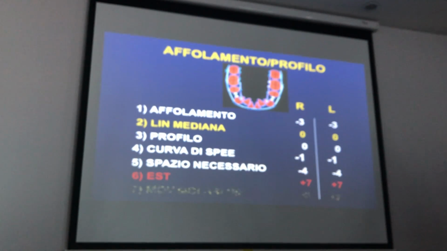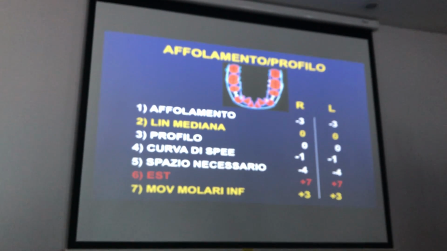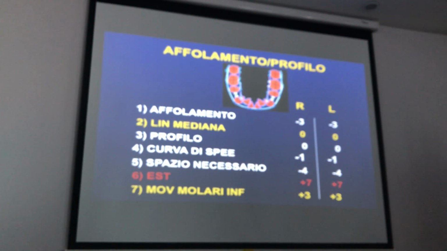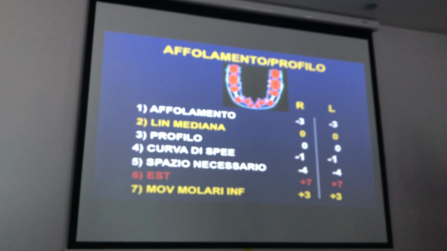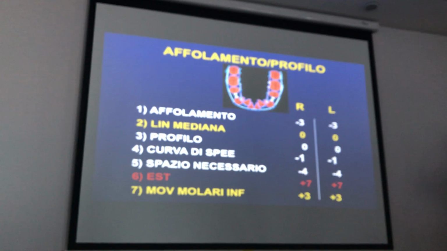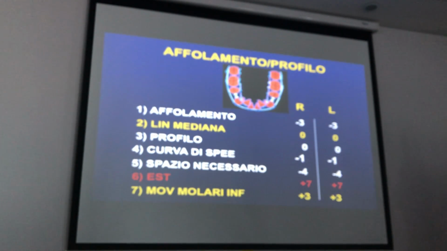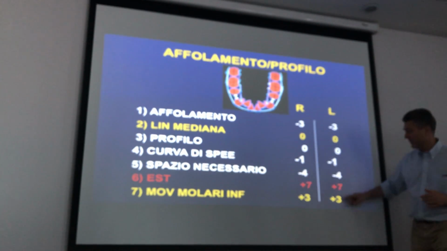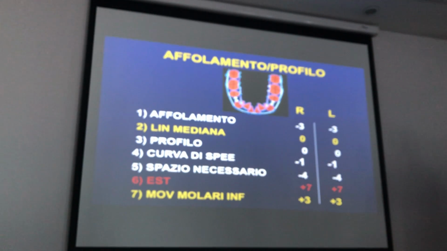So let's write it down. The lower molar has to come forward 3 millimeters. Why? Because we don't want to move the incisor. Because if we want to move the incisors, it's another ballgame. But we don't want to move the incisors. So these 7 millimeters are used to level the curve of Spee and to solve the crowding. So we have 4 millimeters. If we use 4 millimeters out of 7, we have 3 millimeters of molar protraction.